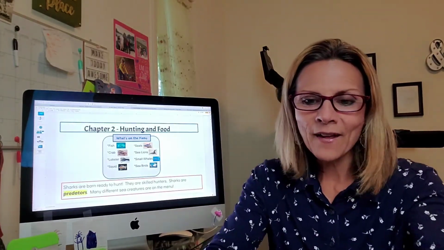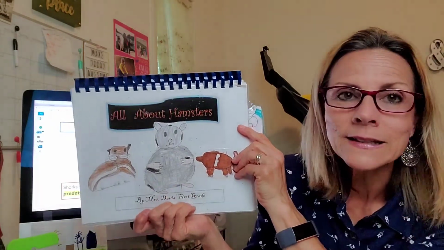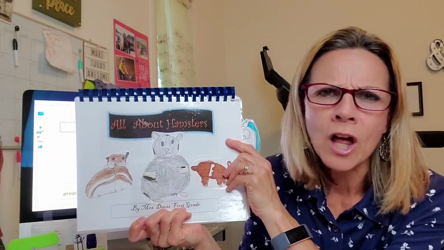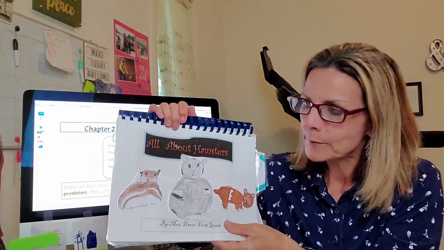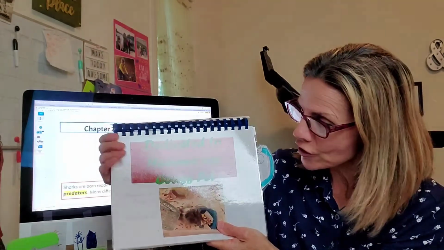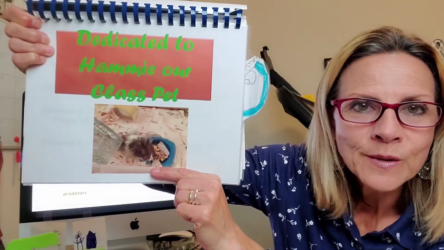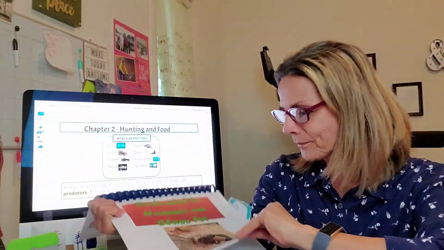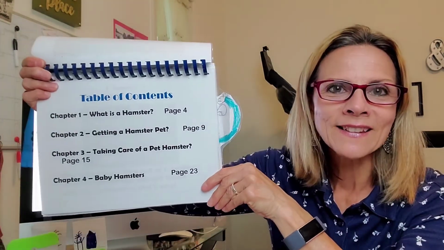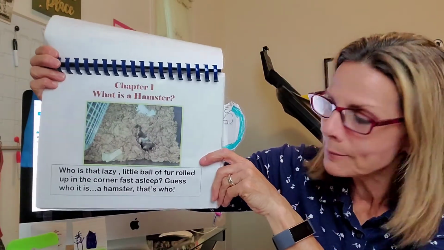And then this one, we actually had a class pet one year. And so that class decided they were going to write about hamsters. So we did a lot of research because, of course, we had a hamster. Again, we wrote the book together. We did the research. And on this one, we included a picture of our little hamster, Hammy. Hammy was really sweet. We had our table of contents. And it was really fun to research this one because we actually had our class pet.